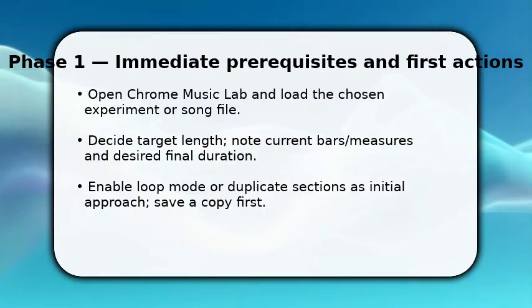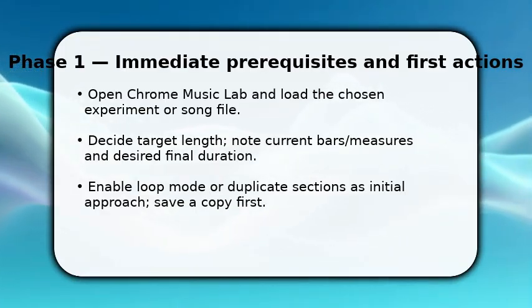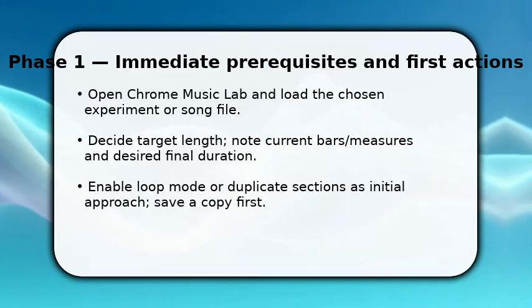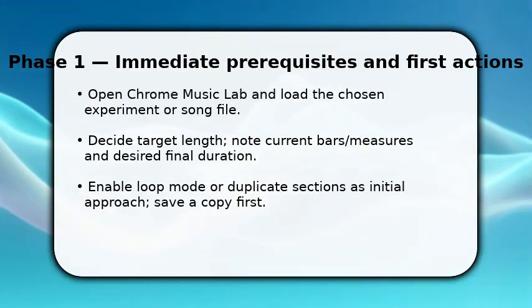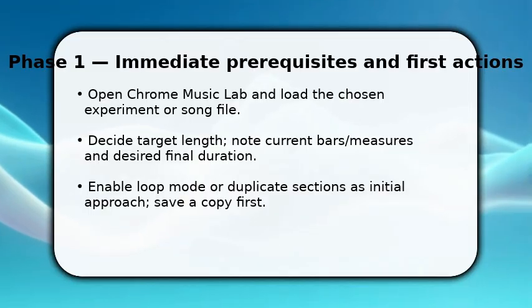You start by opening Chrome Music Lab and loading the experiment you want to extend. First, check how many bars or measures the piece currently has and decide your target length. This helps guide repeats versus new material.